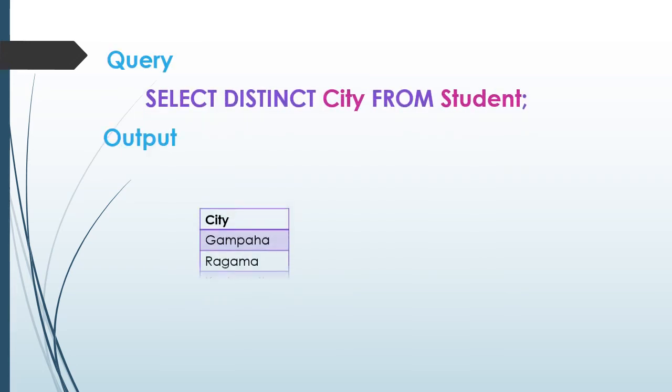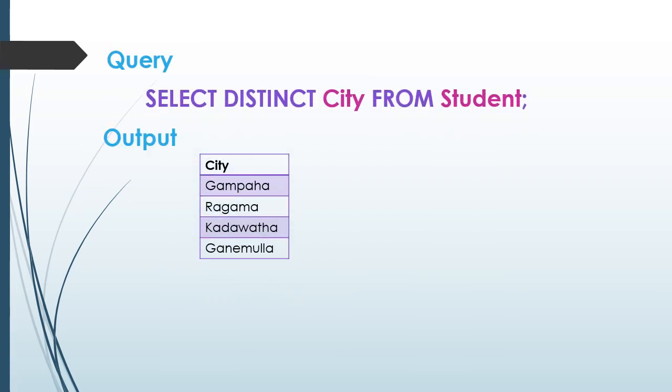If you want to select distinct records, for an example, let's say that we go and select city here. So if you remember, city had duplicate records. So you can put distinct and you can see duplicate records have gone.